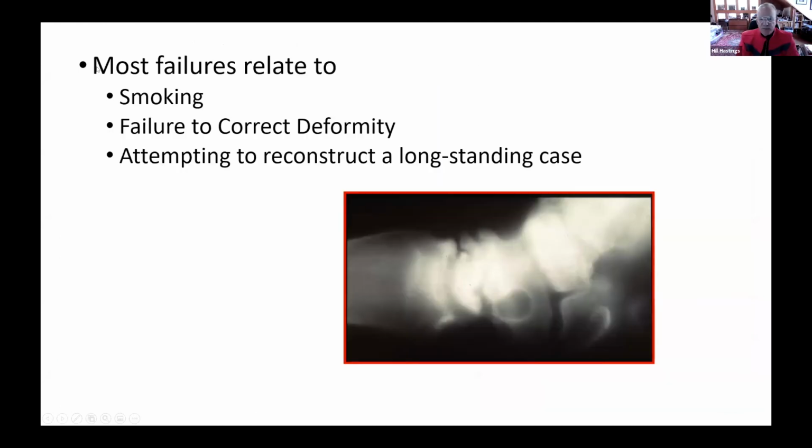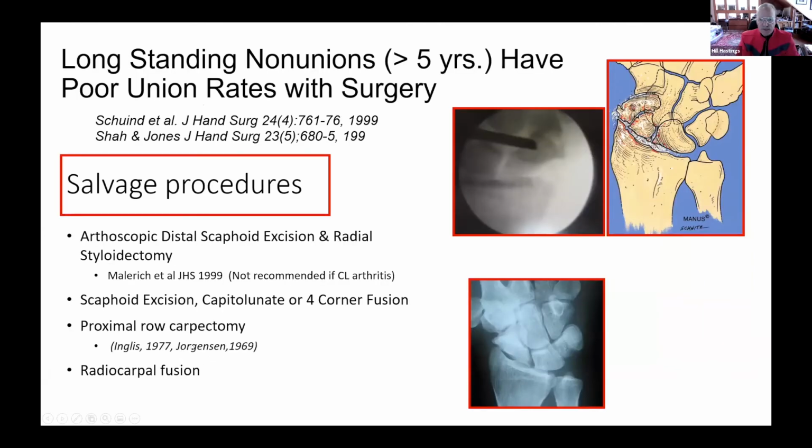Next. Most of the failures will relate to smoking, a very important issue our faculty highlighted, failure to correct deformity, and attempting to apply reconstruction to a long-standing non-union. Next, as multiple studies have shown that non-unions more than 5 years in duration have very poor union rates and more likely require salvage procedures such as scaphoid excision and some form of midcarpal fusion.